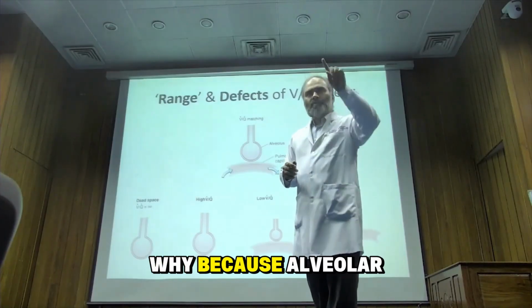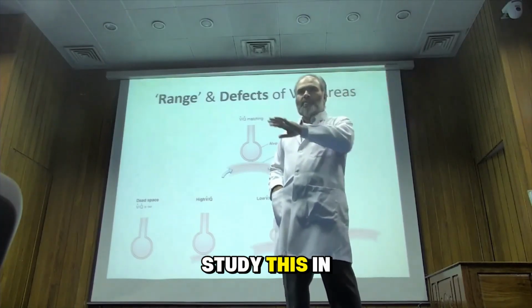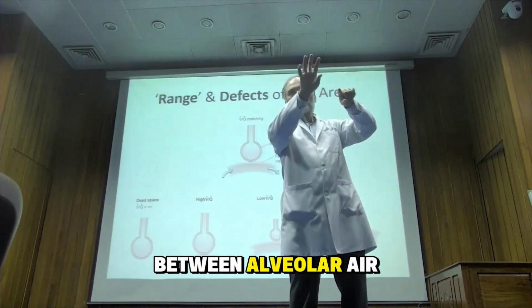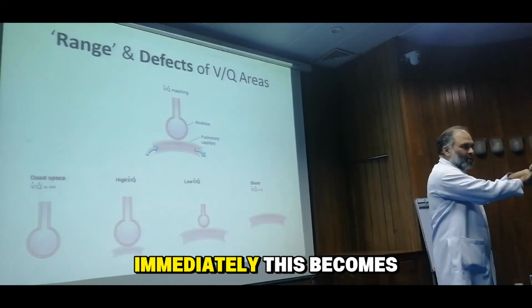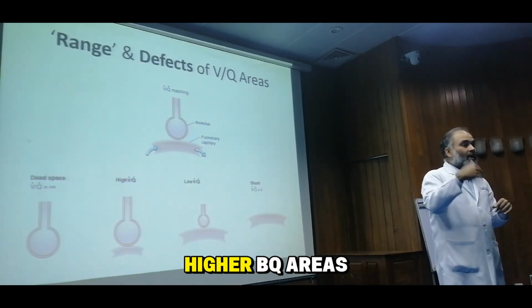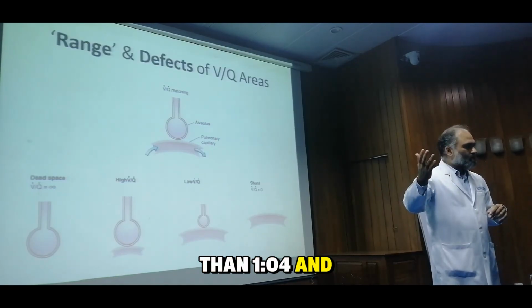Why? Because alveolar O2 is 104. And when blood comes, we will study this in next chapter, there is equilibration between alveolar air and the blood oxygen. 104, immediately this becomes 104. And that's the optimal. However, in higher VQ areas, it becomes more than 104, and so on and so forth.